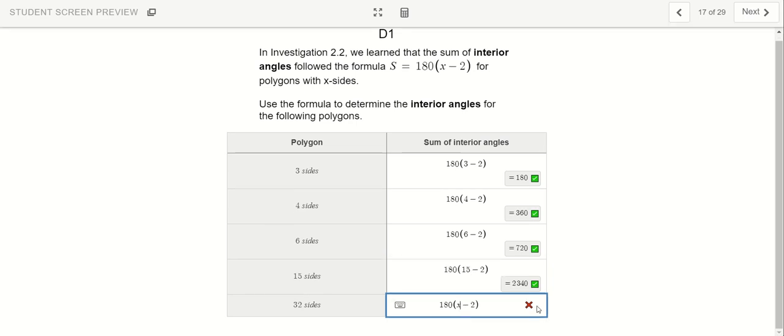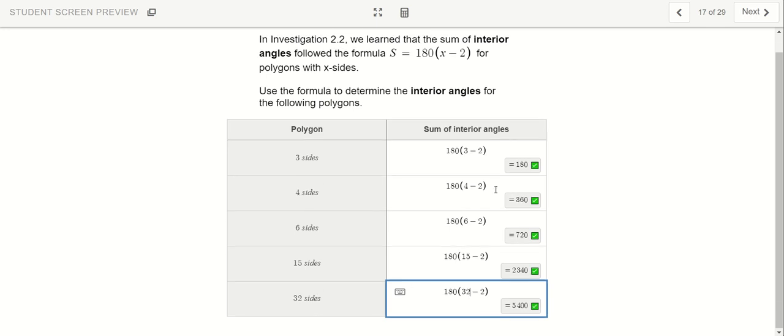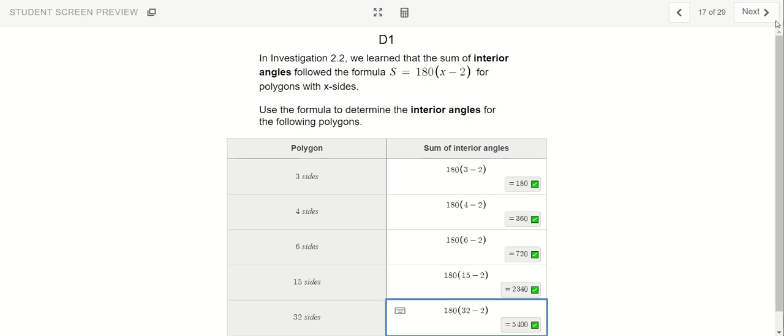And here, if I plug in 32 for my x, so plug in 3, plug in 4, plug in 6, plug in 15, plug in 32. So these are the angles inside of each of these shapes.